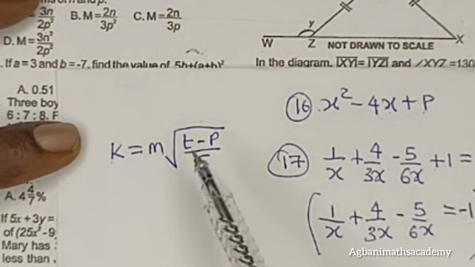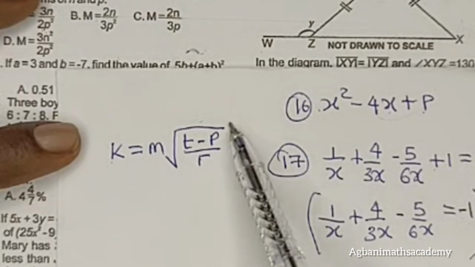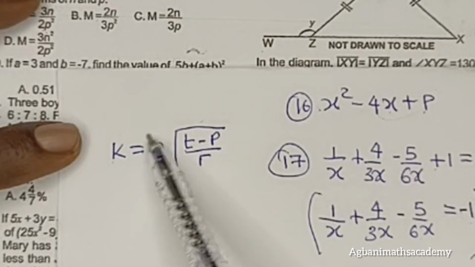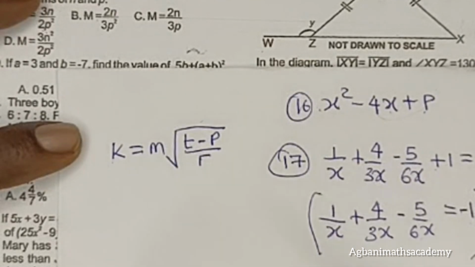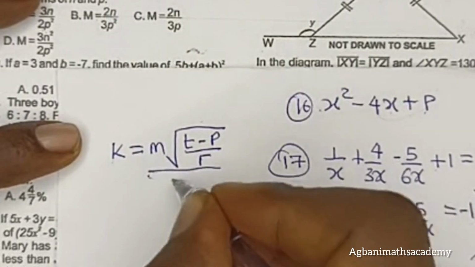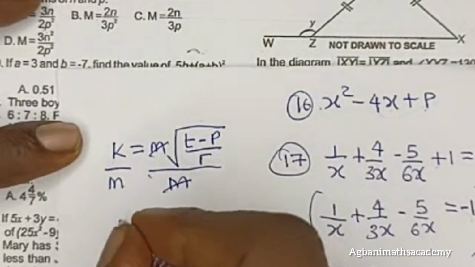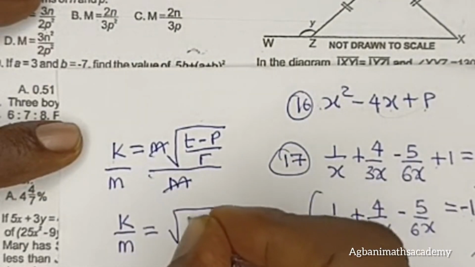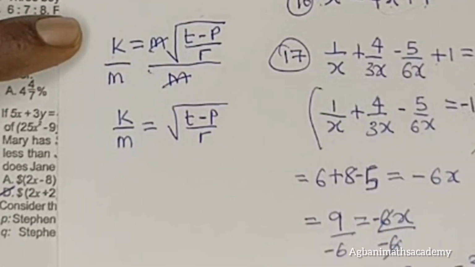So for us to do that, first, t is in a prison. This square root cannot let t go. So this m is the prison guard. The first thing we need to do is eliminate m. How do we eliminate m? We divide both sides by m. Dividing by m is going to cancel out m. We have k all over m is equal to square root of t minus p all over r. So we have eliminated the prison guard.